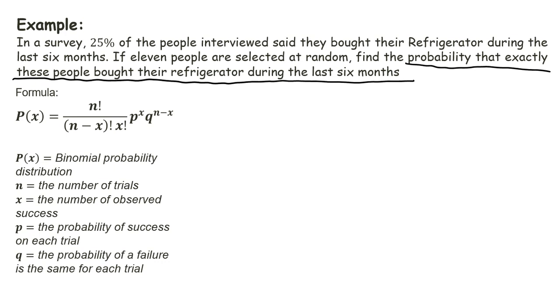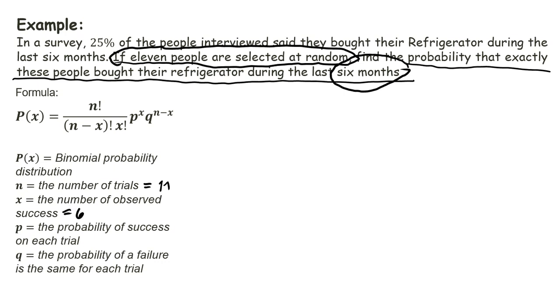So now, let's proceed with our n, bago natin siya i-direct sa formula. Number ng trials, given natin dito. Ito po: if 11 people are selected at random. 11 po sila. So, we have 11. Next, we have X, the number of observed success. Observed success po, kasi ang sabi po, dapat exactly 6 yung mga taong bumili ng refrigerator during the last 6 months. So, we have 6.